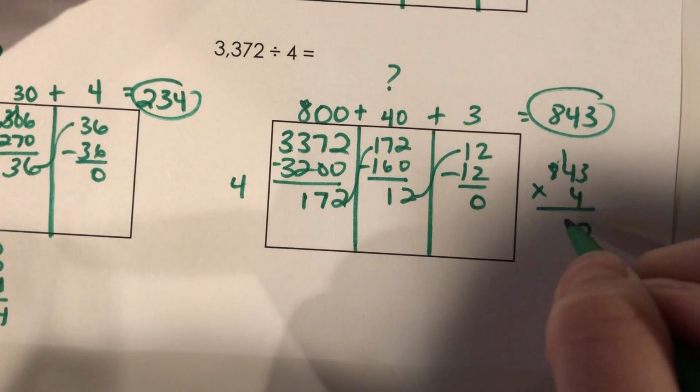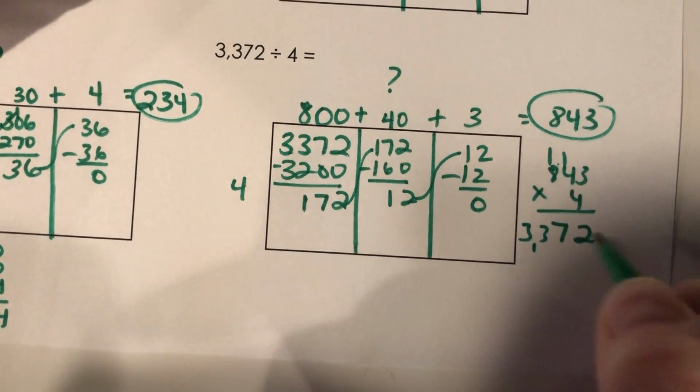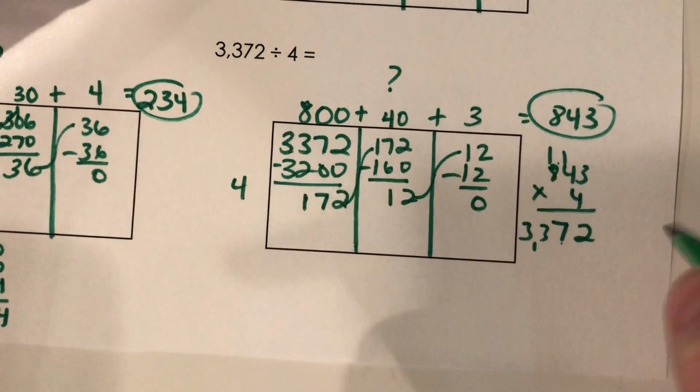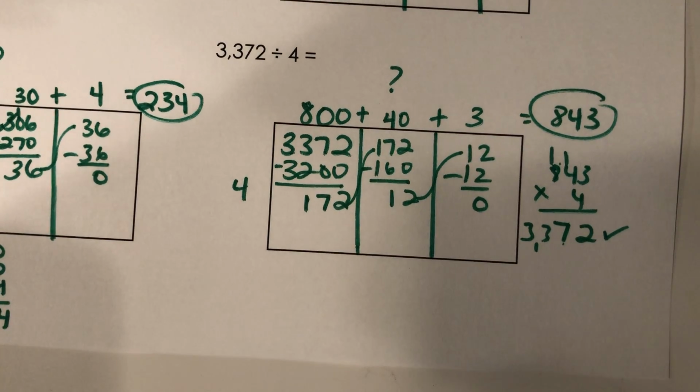4 times 4 is 16 plus 1 is 17. 4 times 8 is 32 plus 1 is 33. And I see, oop, those match. Boom. That means we're right. So you can check every single one of your division problems.